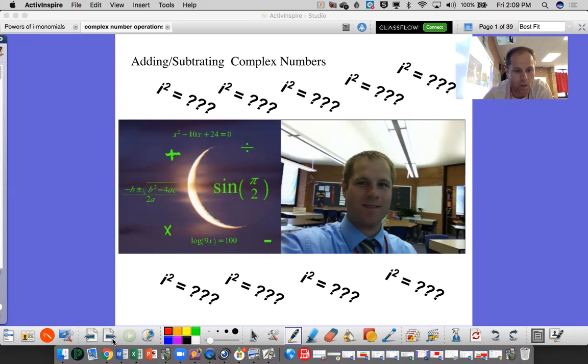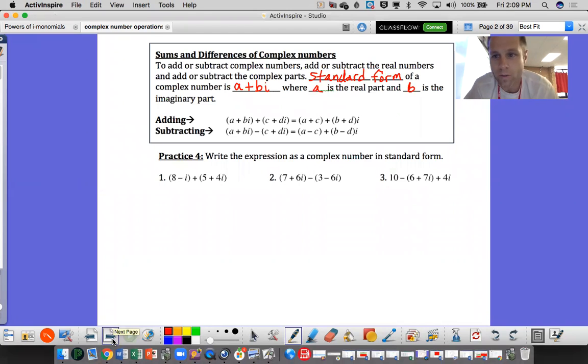Okay, so we're going to get after some of these problems, so you might want to pause it and jot this stuff down. But the standard form of a complex number is a plus bi. And what that stands for is a being the real part, the number without a letter, without anything after it. It's just the real part. And the b being the coefficient of the imaginary piece. So I always want you to get in the habit of writing the real number first and then the imaginary part second.